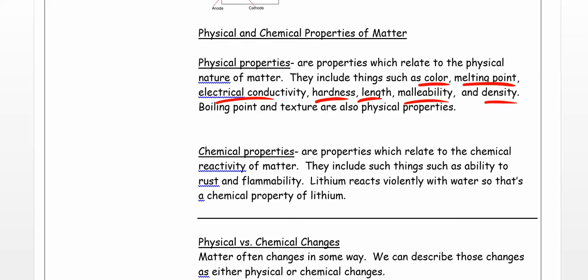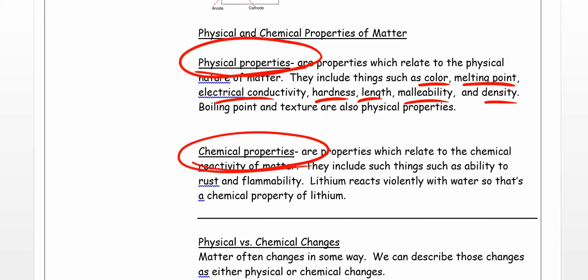Chemical properties are properties which relate to the chemical reactivity of matter. So they include things such as the ability to rust and flammability. For example, if I put a metal in the presence of water and oxygen, it's going to form a new chemical, rust. Flammability, something catching on fire, that's a chemical reaction. So if I said, for example, that acetone is flammable, we would say that that's a chemical property of acetone. Lithium reacts violently with water, so that's a chemical property of lithium. So let's make sure then that we know the difference between physical properties and chemical properties.